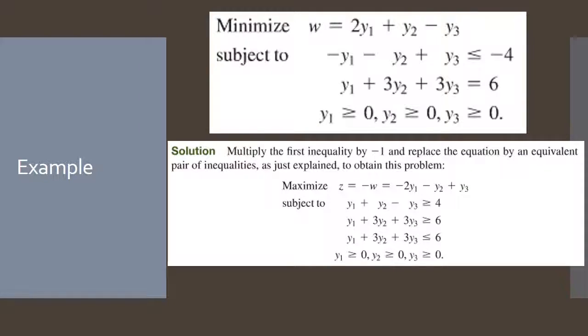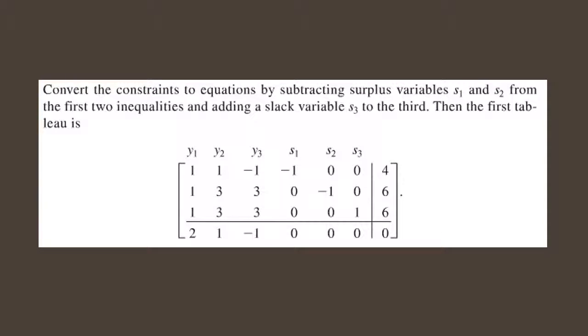Okay, so for the first part, remember what we're going to do is make that into negative w, which is going to be z. In other words, we're going to switch the signs on all of those coefficients in our objective function. And then we need to multiply our first constraint by negative 1, which means we have to flip the inequality around because we don't want a constant that's negative. And then our second constraint is actually going to be split into two constraints because it's an equation. And then we convert them to equations.